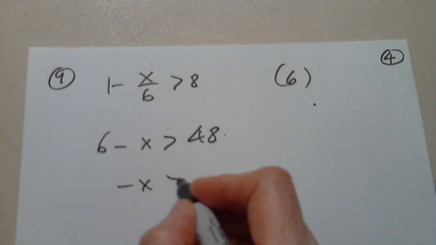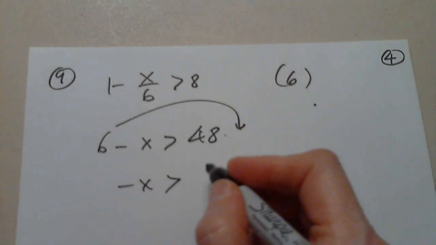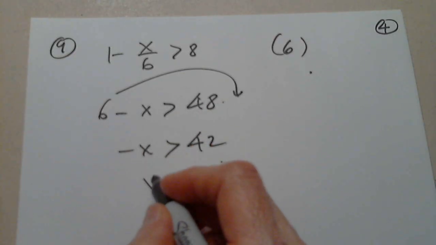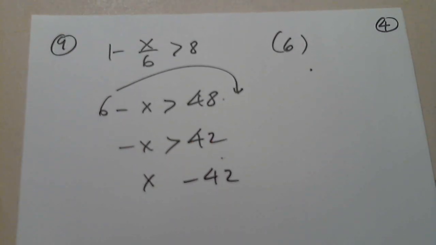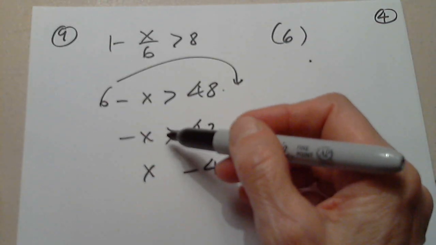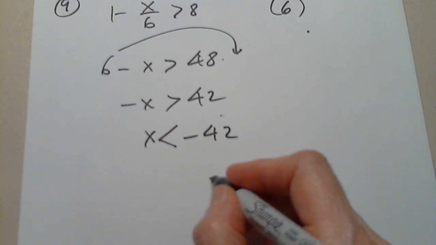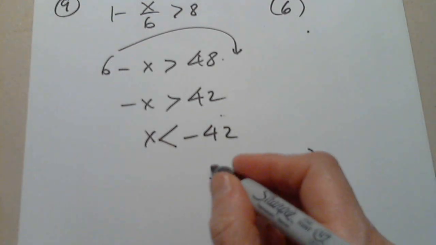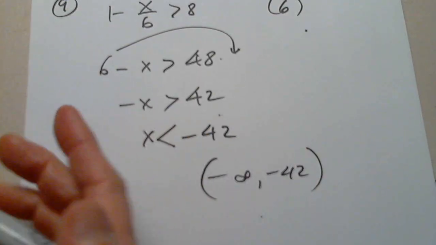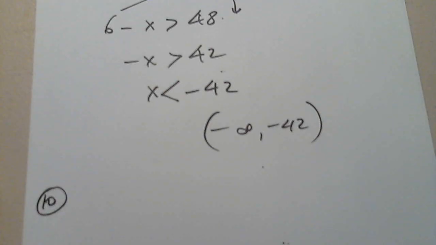So then negative x is greater than, I move 6 to the other side. It was positive. Now it becomes negative. I have to multiply both sides by negative 1. Every time I multiply both sides of an inequality by a negative number, I have to switch the inequality symbol. Done. Negative infinity, negative 42 with parentheses. x to the left of negative 42. And that's done.